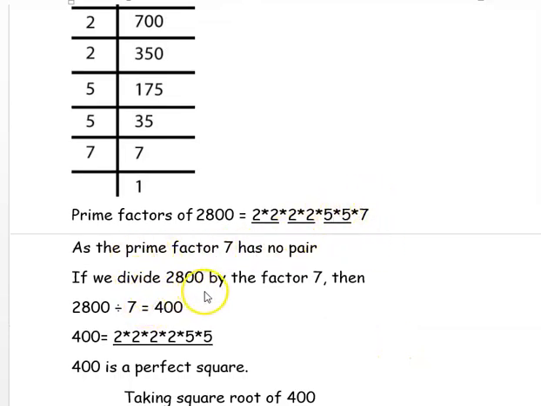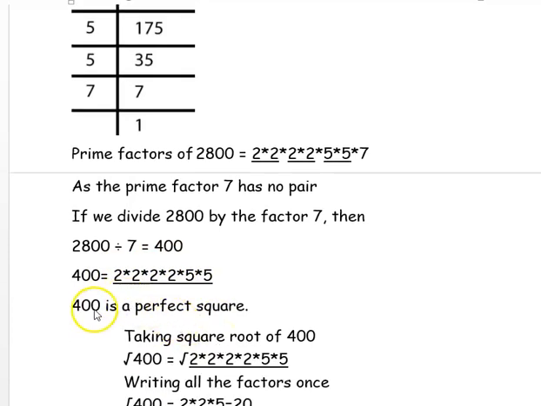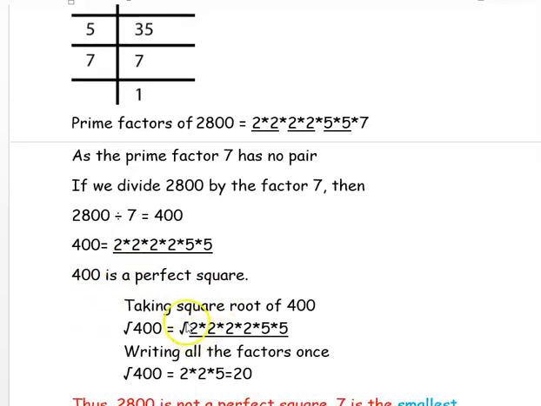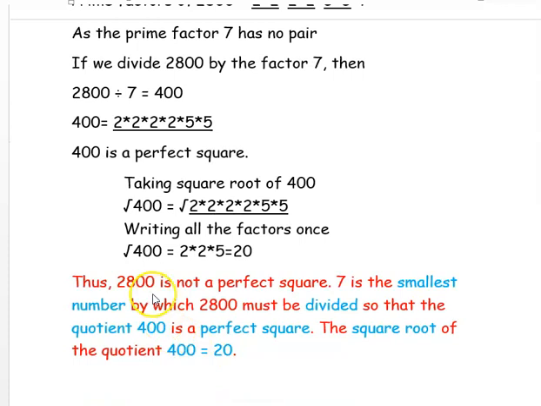As the prime factor 7 has no pair, if we divide 2800 by the factor 7, then you will get the number 400. Now 400 can be written in the factors as 2 into 2, 2 into 2, 5 into 5. Now this will become a perfect square number. To find the square root of 400, I am writing it as 2 into 2, 2 into 2, 5 into 5, which is under the square root. To find the square root, we want to write all the factors only once. So 2 into 2 into 5, which is 20.